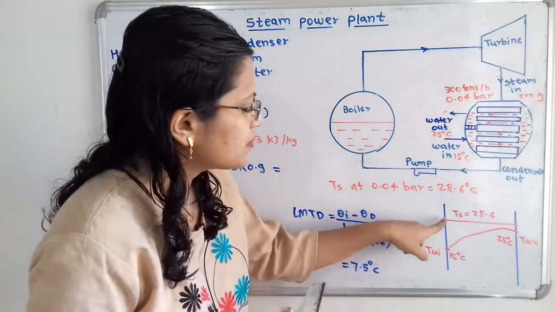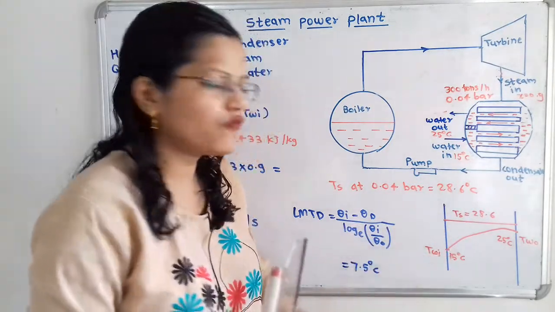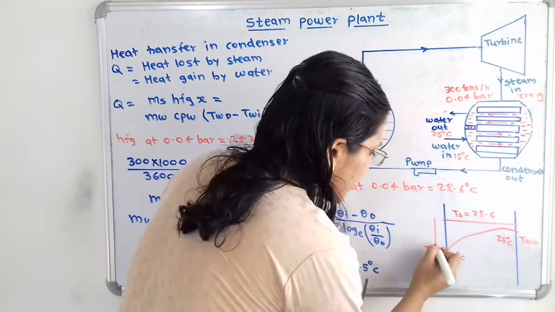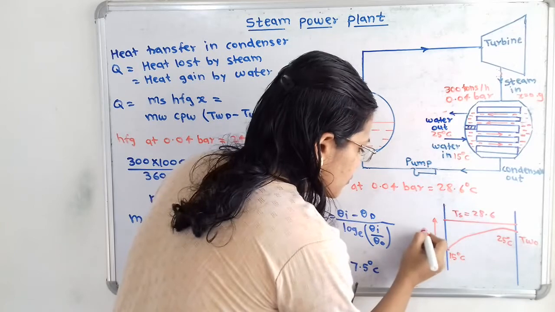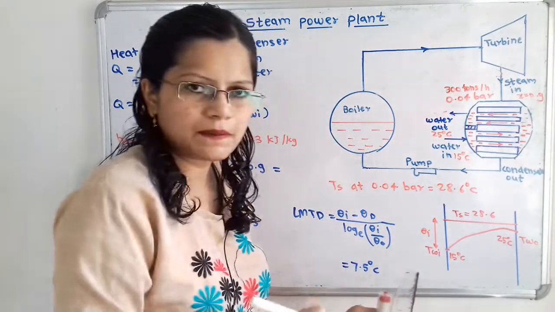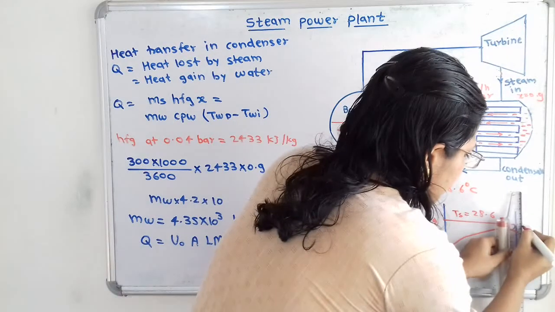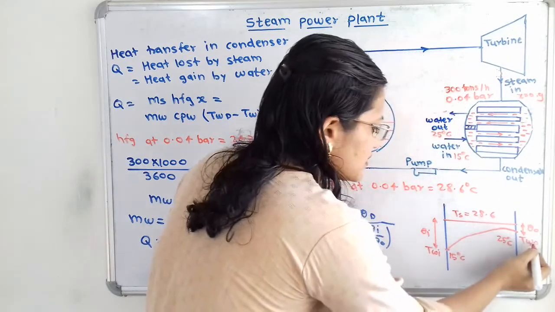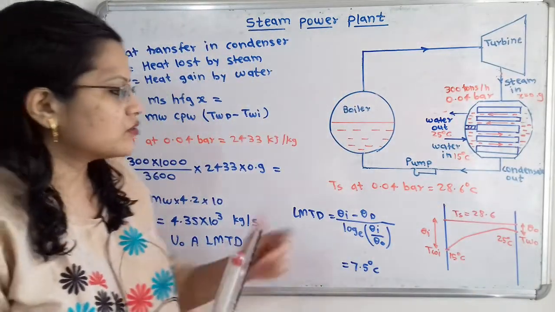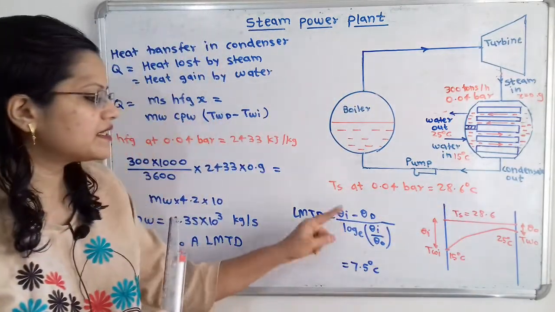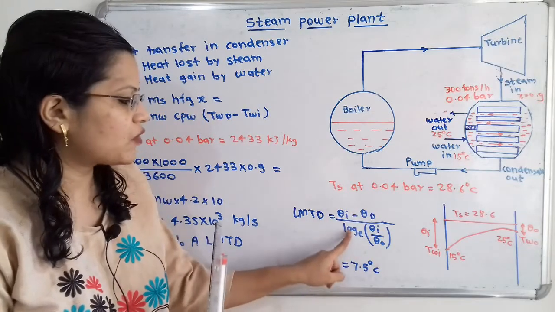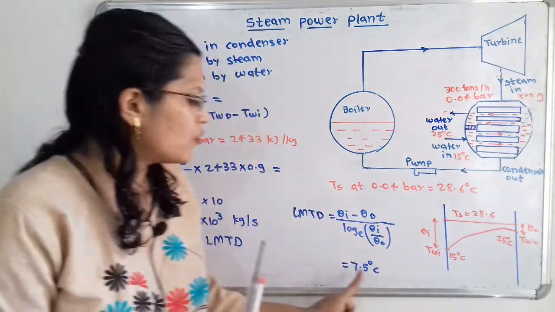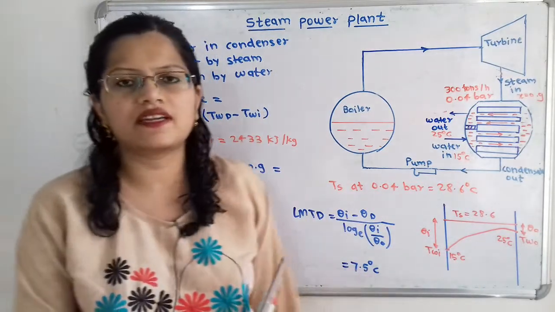Now the difference between the inlet of the steam and the inlet of water is known as theta I. So I will show here how to find theta I. That is, theta I is equal to 28.6 minus 15, and the difference between the outlet temperatures is known as theta O. So theta O is nothing but 28.6 minus 25. So how to find LMTD? LMTD is theta I minus theta O divided by log to the base e of theta I by theta O. When we put the values of theta I and theta O, we will get the answer 7.5 degrees Celsius.